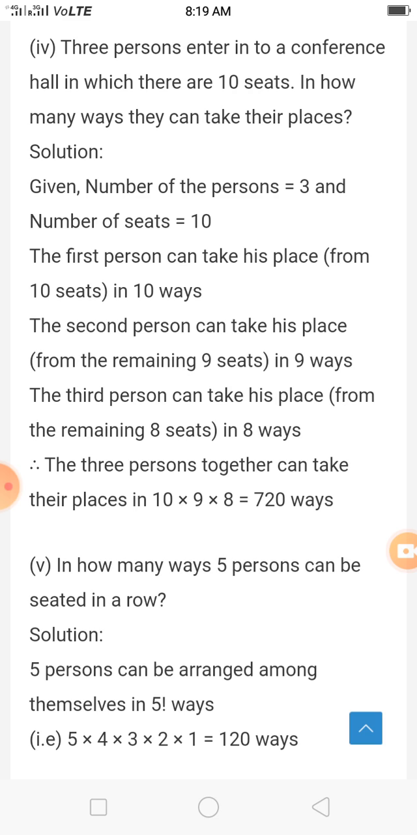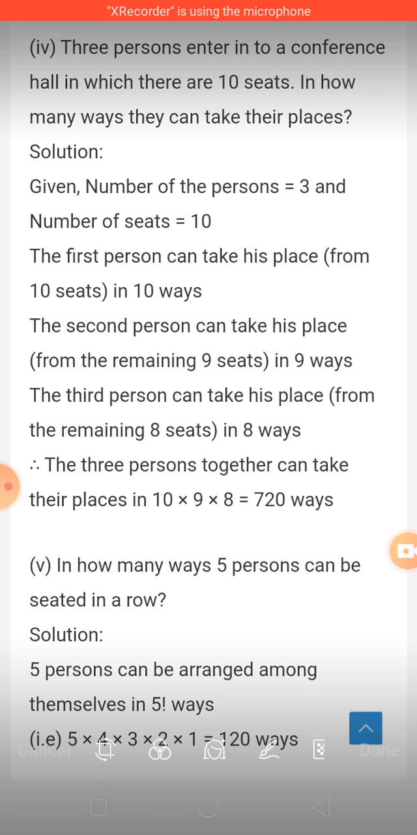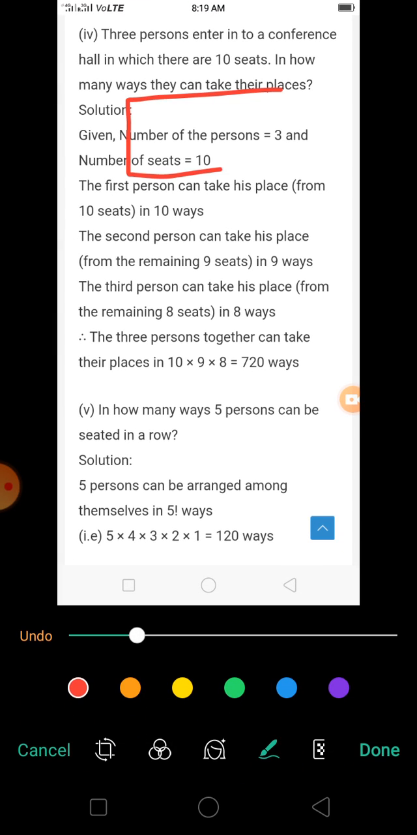So the first person, suppose this is a room, and there are 10 seats available. Suppose one person comes into the room. In how many ways can that first person take a seat? 10 different seats. I can choose the first bench, second bench, third bench, fourth bench, up to the 10th bench. So there are 10 different ways the first person can enter and sit. So the person who comes in can choose the place to sit in 10 different ways.